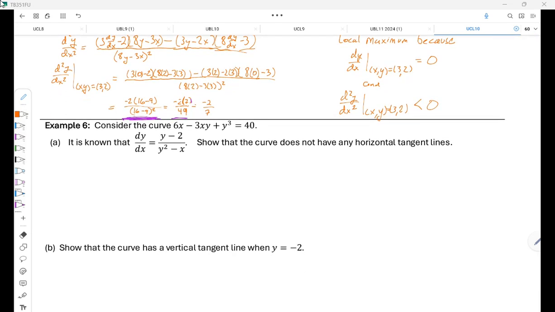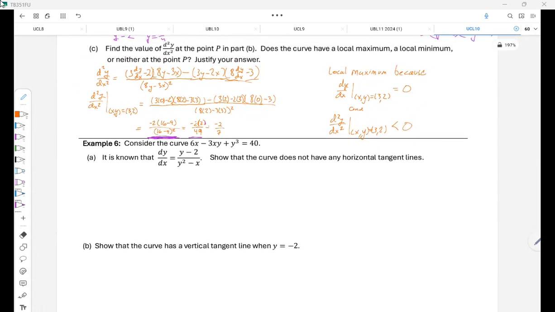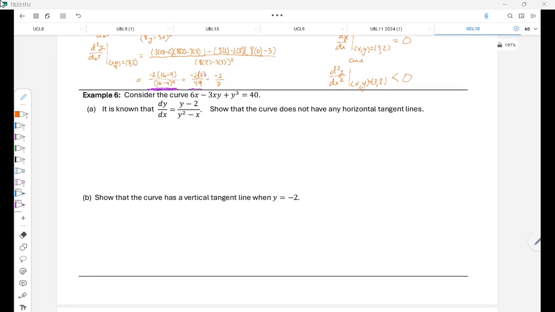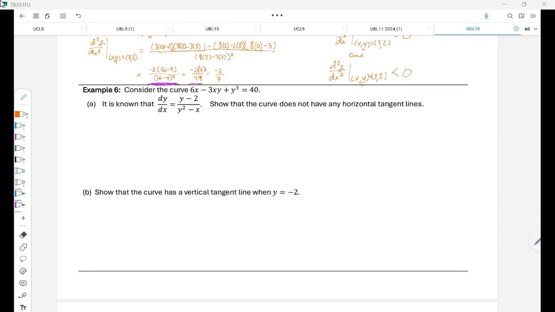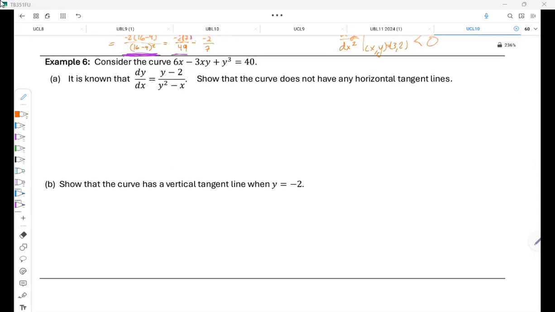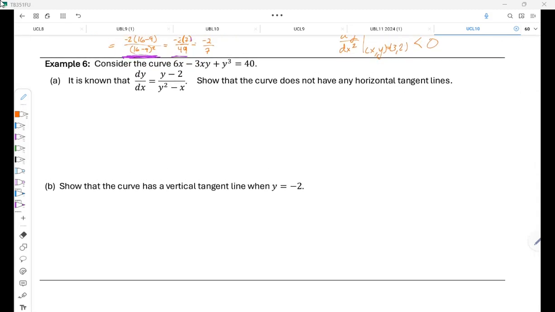All right. Okay, last two examples. Jumping right past the fact that you've got to find the derivative. This one starts with it is known what dy/dx is. Show that the curve does not have any horizontal tangent lines. I think this is an interesting one. We have our curve. We have a dy/dx. Can dy/dx equal 0?